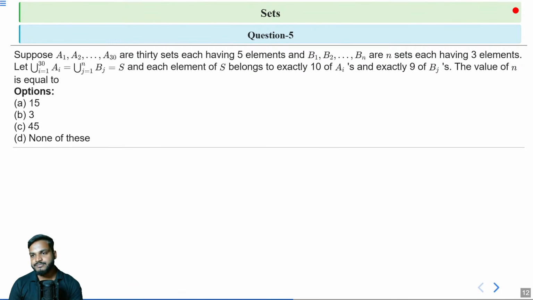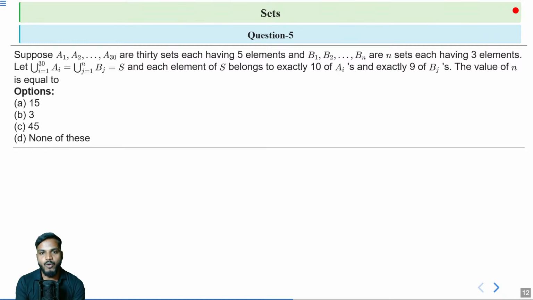Now the next question is question number 5. We have 30 sets A1, A2, up to A30, and each has 5 elements. The number of elements in each set A1, A2 and A30 is 5. And we have another set B1, B2 up to Bn, meaning there are a total of n sets, and the number of elements in each set is 3.